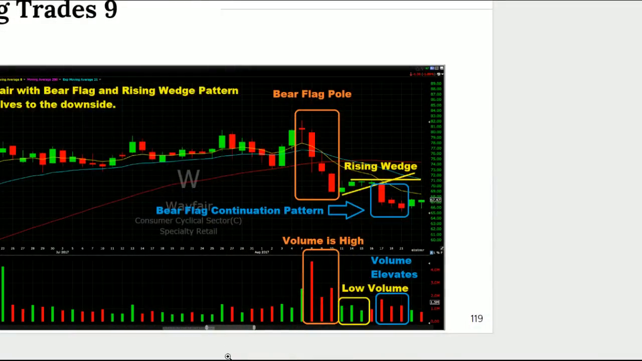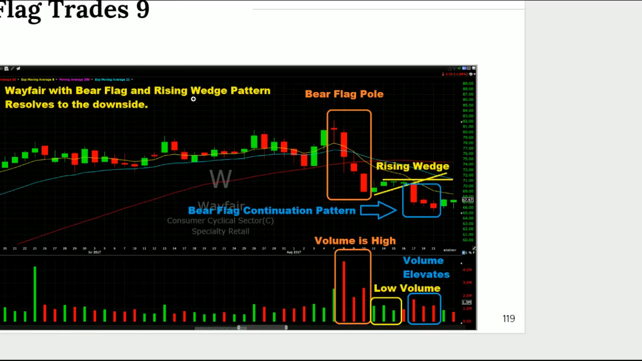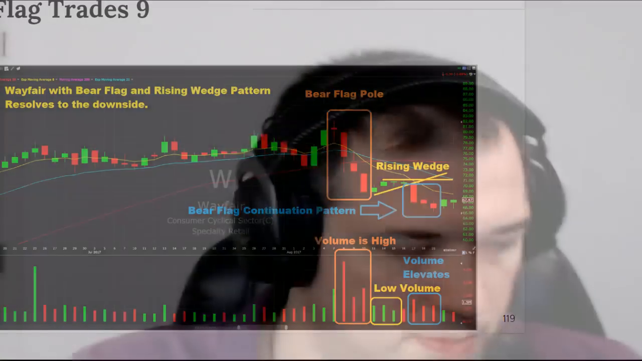And just for one more example here, you see the letter W, Wayfair, with the bear flag and rising wedge pattern. You have the bear flagpole here. You put in the rising wedge. Notice the bottom is curved steeper than the top. Bear flag continuation pattern. You see the elevated volume of how it looks when it goes. That, Sal, is what a bull and bear flag is to me.